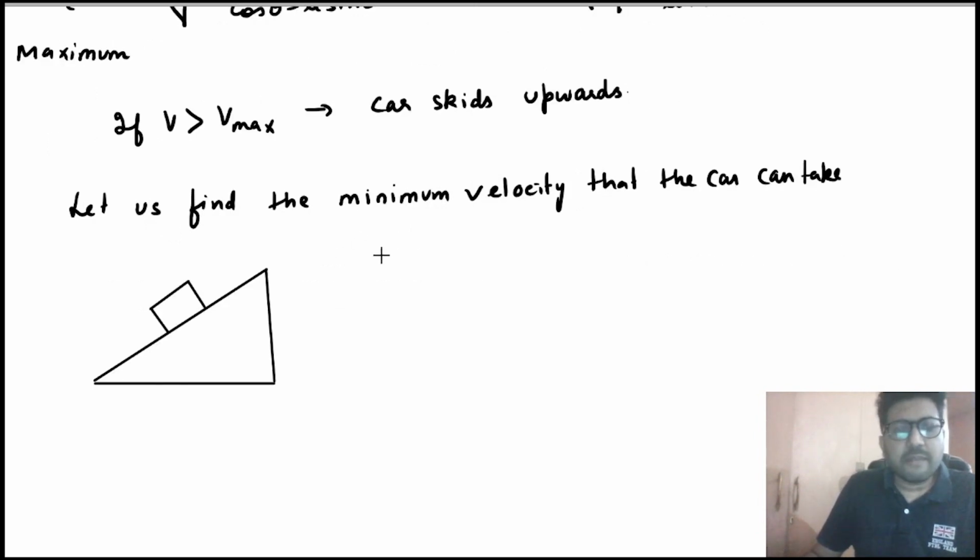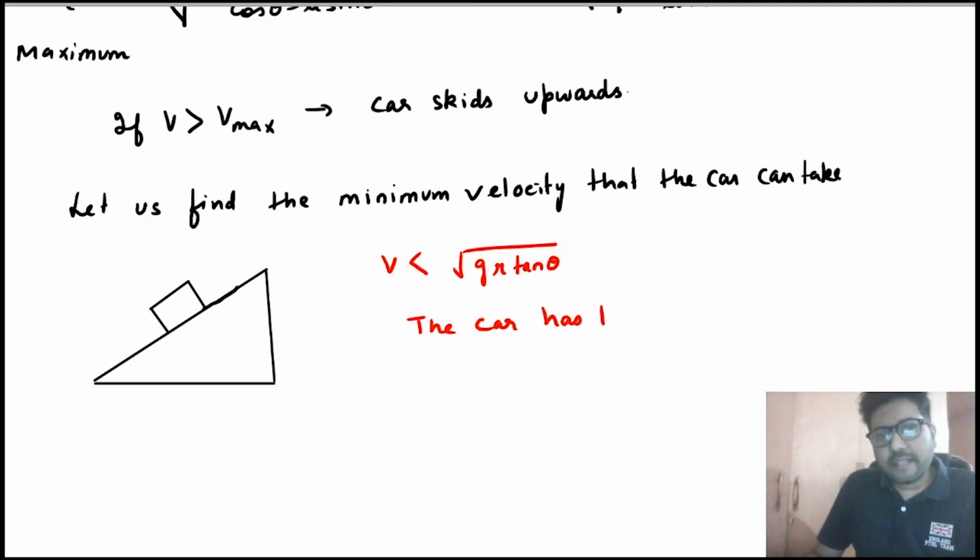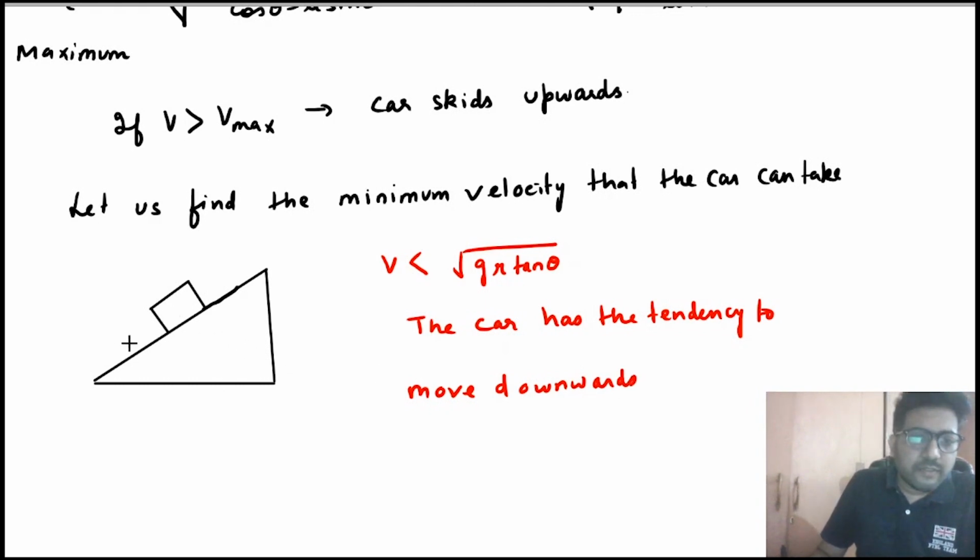Now to find the minimum velocity, you will take the direction of friction to be upwards. Why? Because to find the minimum velocity, that means v is less than root gr tan theta. This means the car has the tendency to move downwards. So if the car has the tendency to move downwards, the friction force will act upwards. So when you want to find the minimum velocity, in that case the friction will act upwards.